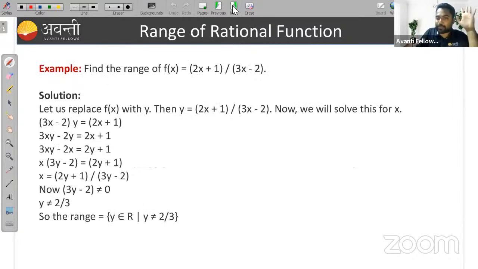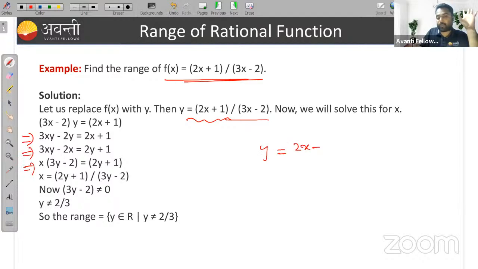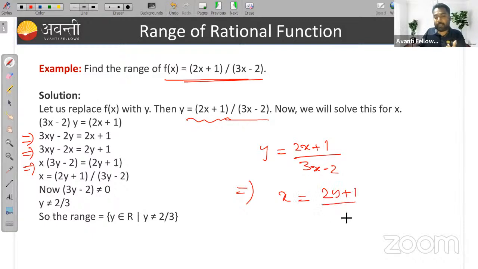We are taking one example, then you can easily understand. So simply you have to write the given function as y is equal to (2x plus 1) upon (3x minus 2). Then try to convert this function in terms of x. How? Now if you cross multiply, you will get 3xy minus 2y is equal to 2x plus 1, and after simplifying, I'm getting x is equal to (2y plus 1) upon (3y minus 2).